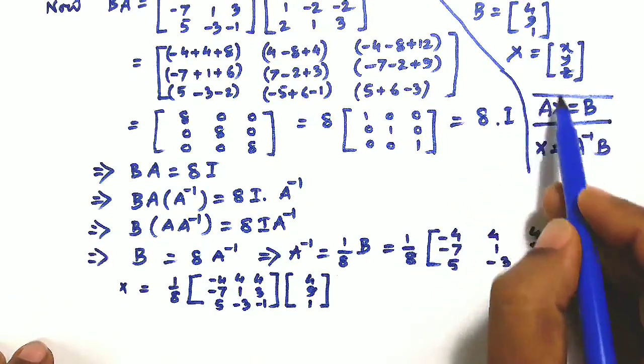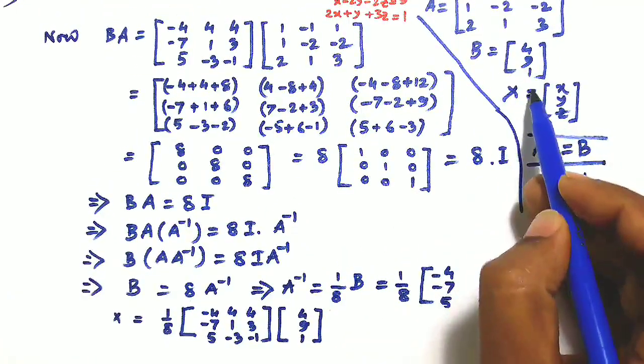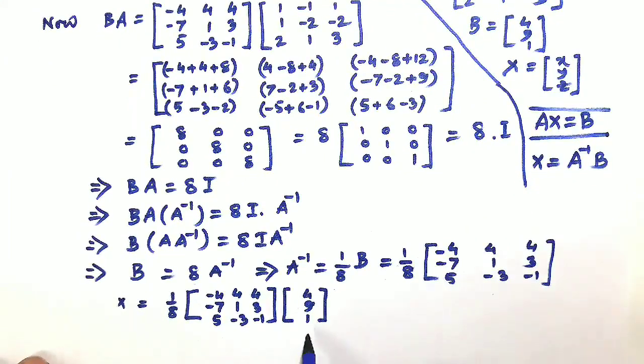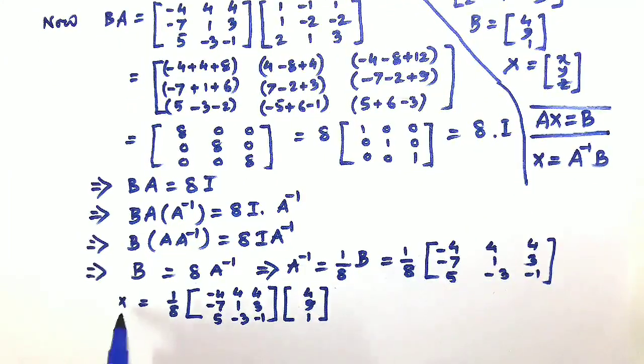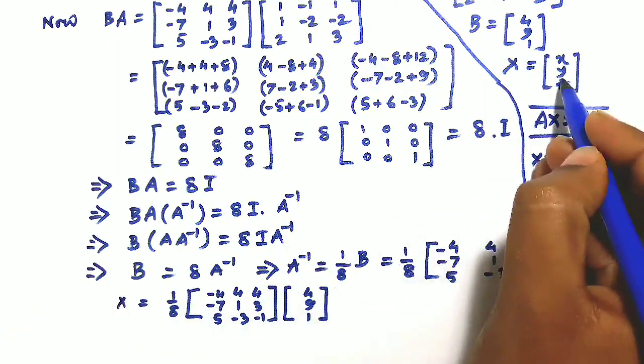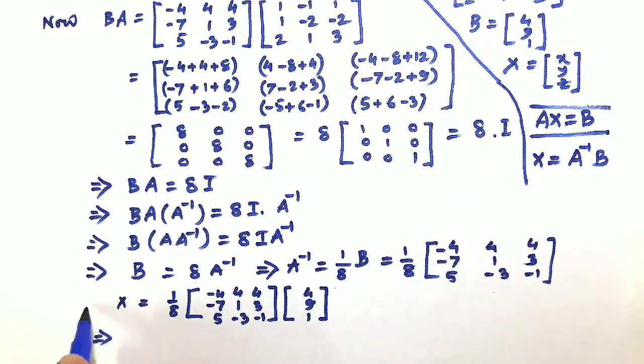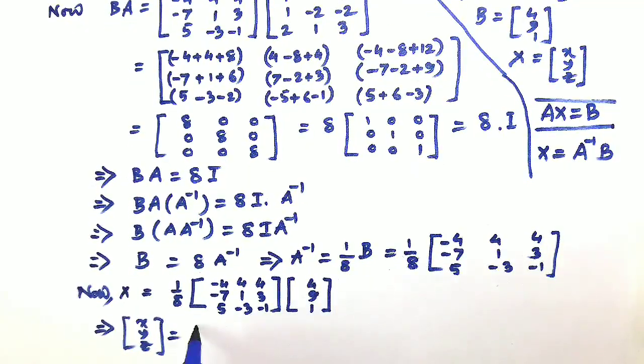B is equal to 4, 9, 1 here. Okay. So multiply. And capital X is equal to x, y, z. So replace it: x, y, z is equal to 1/8, we multiply this matrix by this one. This is a 3 by 3 matrix, and this is a 3 by 1 matrix. After multiplication we shall get a 3 by 1 matrix again.